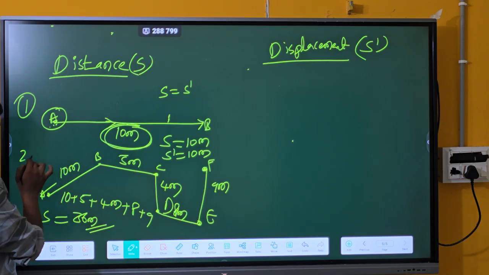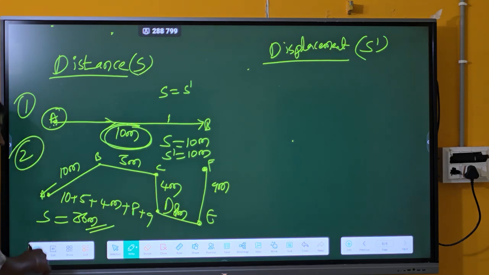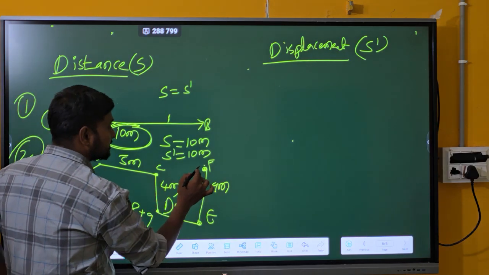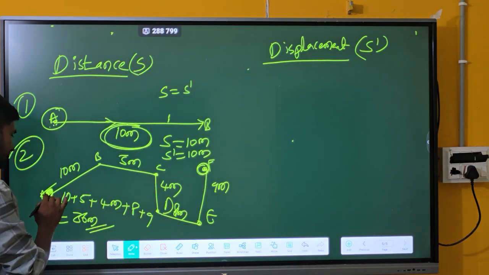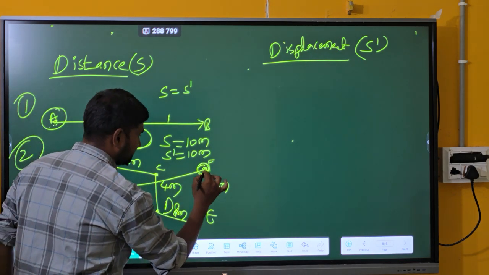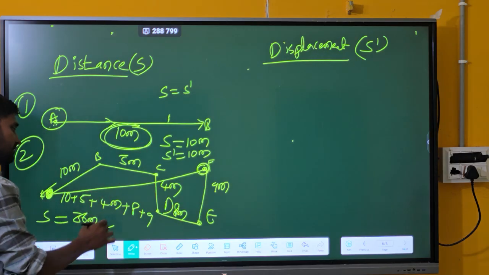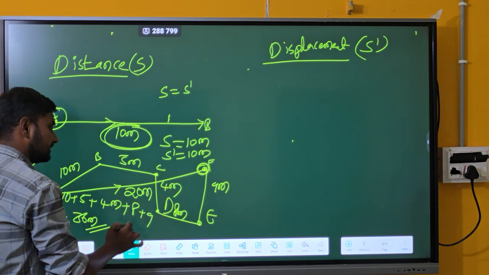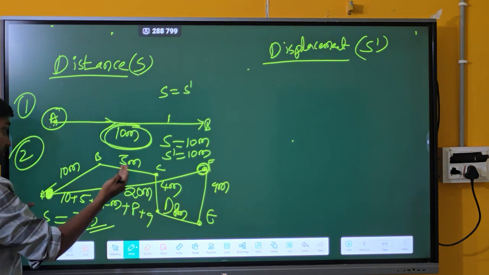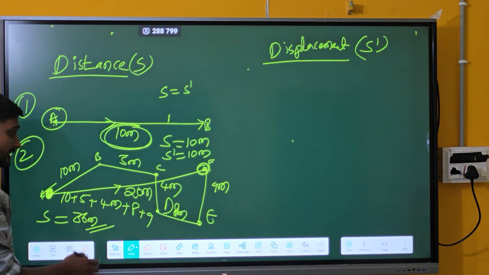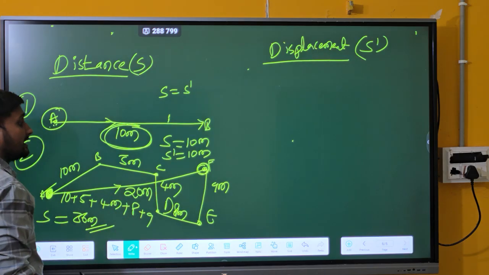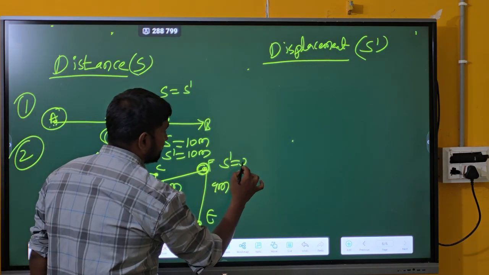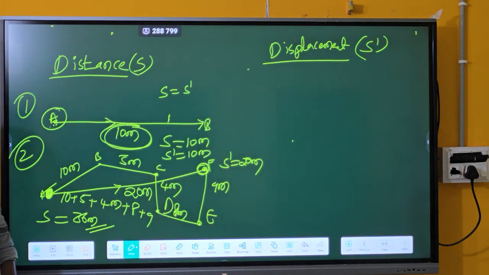In the second example, what is the initial position of the body? The first position of the body is A. What is the final position of the body? F. Now we draw a straight line between the initial position and the final position. For example, this is 20 meters. The distance between the starting position and the ending position is 20 meters. That is the displacement of the body.